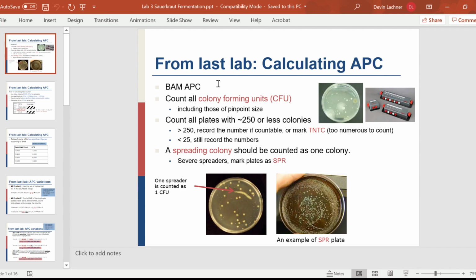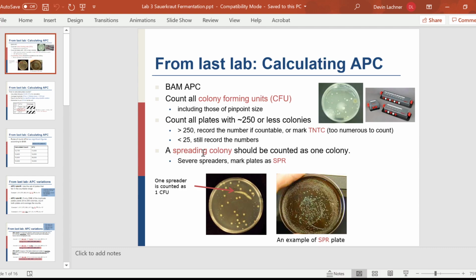According to BAM, we're going to be counting all the colony forming units that are within the 25 to 250 range. Those are going to be the ones that we're looking for. We're going to be trying to get them within that range. If we have more than 250, then it'll be TNTC, or too numerous to count. And if on the plate you had less than 25, then you're just going to record that number, but that's lower than the range that we want. But still make sure to record the number.